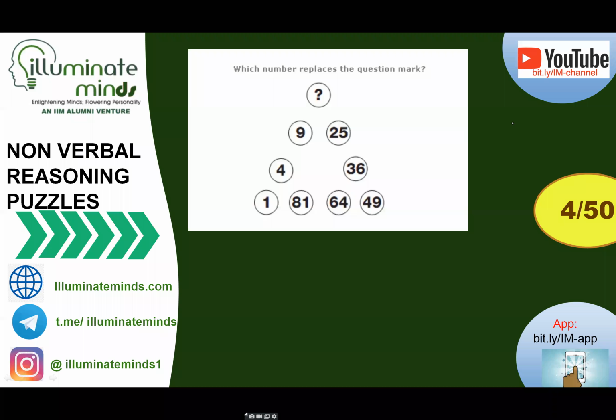Which number replaces the question mark? So what will be there in this? If we look at it the first time, all the numbers are perfect squares over here. So 1 square is there, 2 square is there, 3 square is there, 5 square, 6 square, 7 square, 8 square, 9 square. So this number should be what? 4 square. 4 square is equal to 16. So the correct answer is 16. Right, guys?